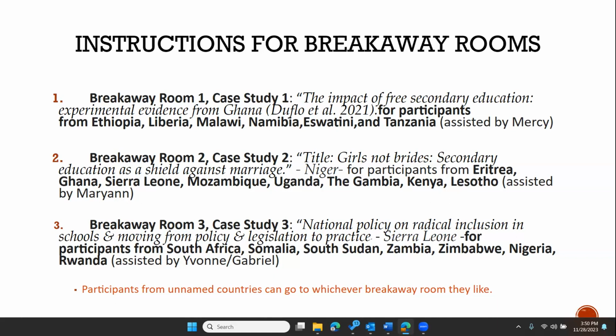Then case study 3 and breakaway room 3 will look at the national policy on radical inclusion in schools. There are 2 documents. One states the policy, and one looks at moving from just the policy to starting to practice. Yes.